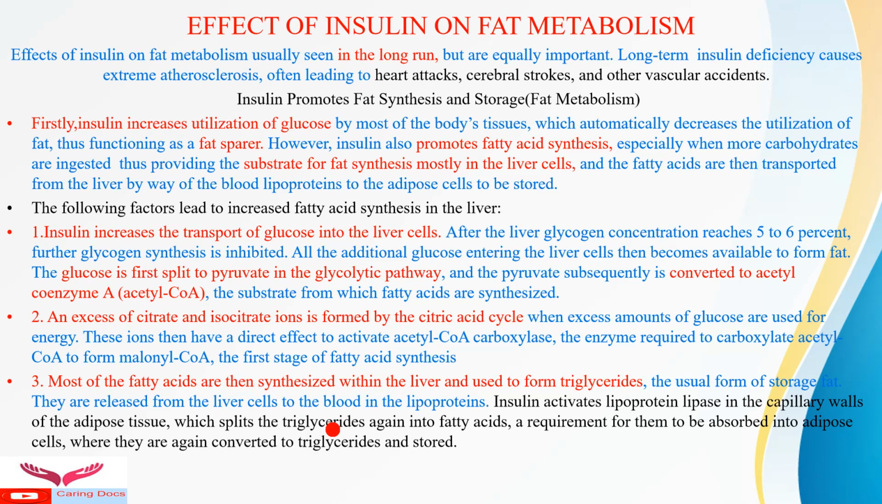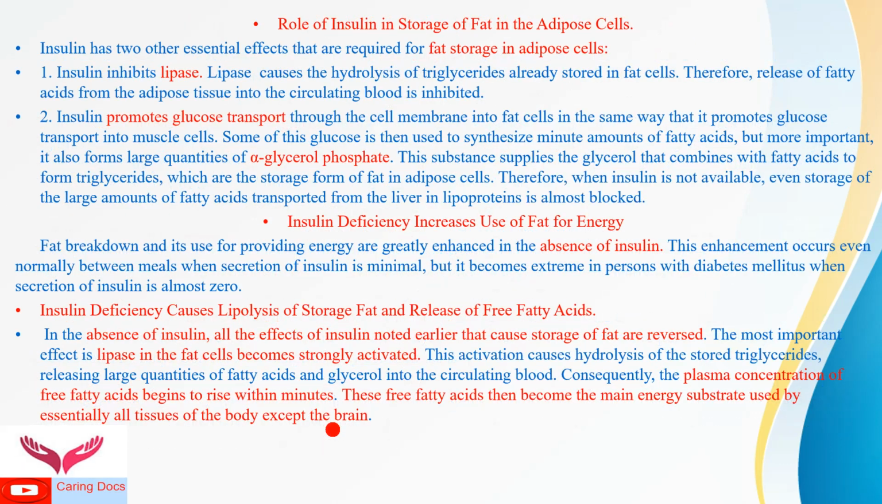Increased insulin increases the transport of glucose into the liver cells, and when this glucose reaches the liver cell, it gets split into pyruvate in the glycolytic pathway, and this pyruvate subsequently gets converted into acetyl CoA. This acetyl CoA then further gets converted into malonyl CoA, and this subsequently leads to fatty acid synthesis. So the overall effect of insulin is in fatty acid synthesis and the storage of fat as triglyceride.